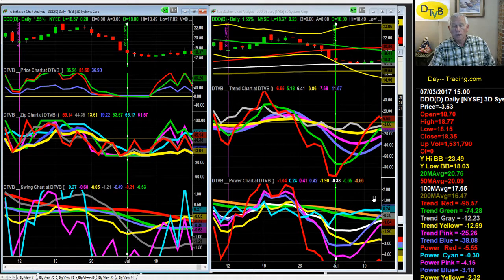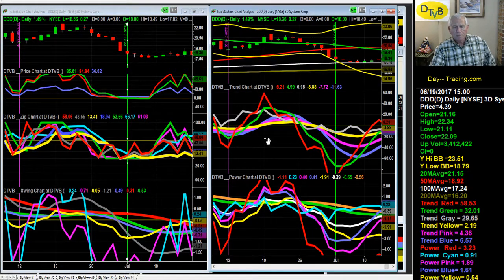Same is true with orange and green on the power chart. And of course, your trend trio is faster than both the other two groups, the power orange and green and the swing red and green. And they're starting to climb up, but they're still under zero. And so the combination of these things is what tells us. It's just like right here.